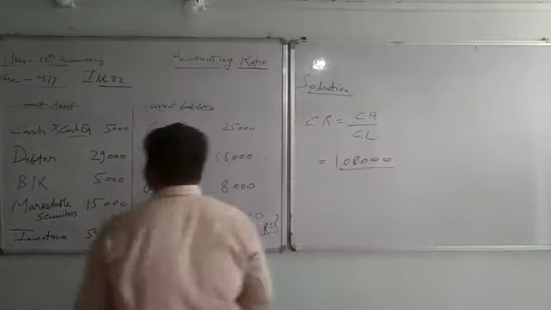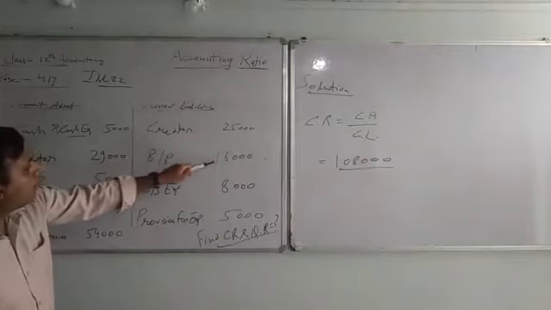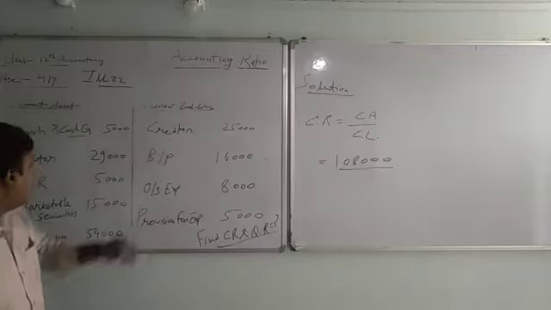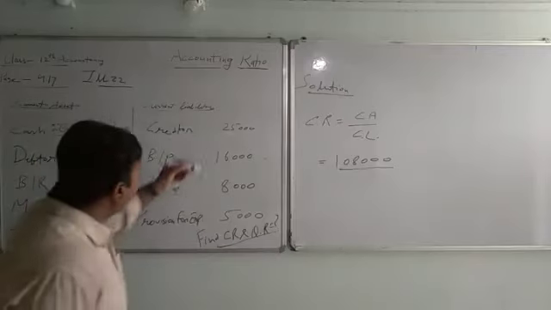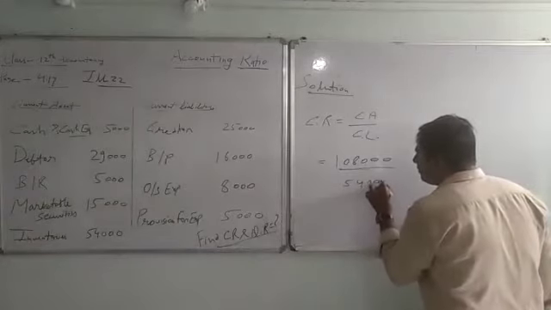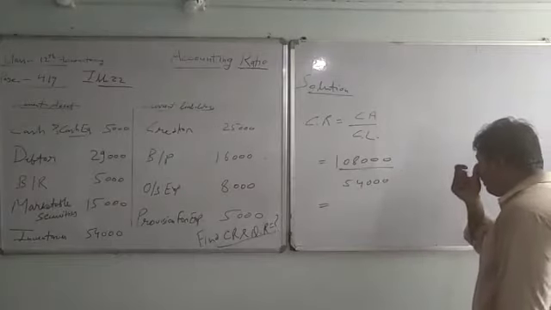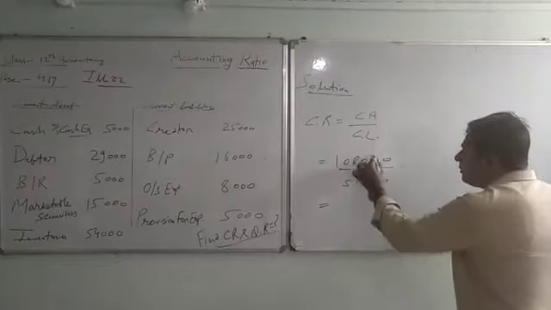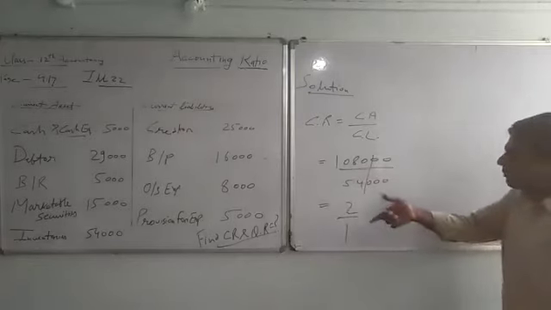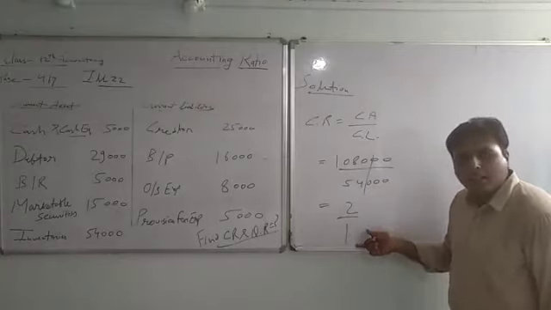Now it's time for current liability. Current liability will be 25,000, 16,000, 8,000 and 5,000. We will add them, then it will come 54,000. So if you cut them, your ratio will come. So how much does it come? 2:1. That means interpretation, your current asset is twice your current liability.